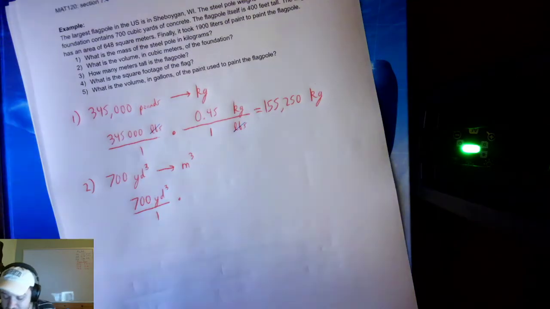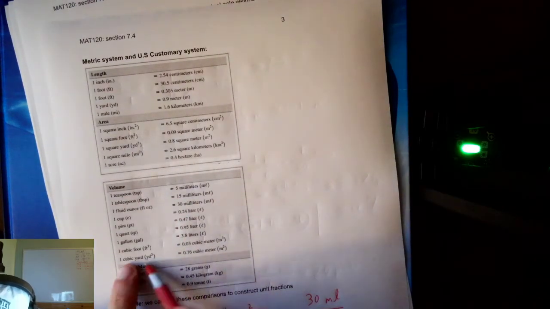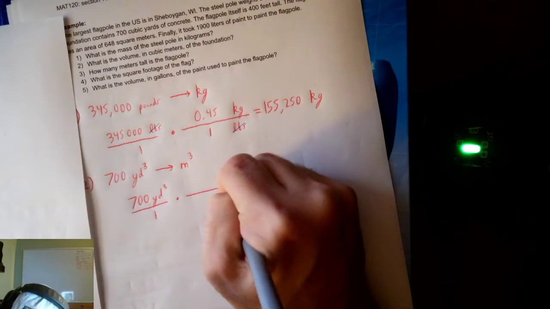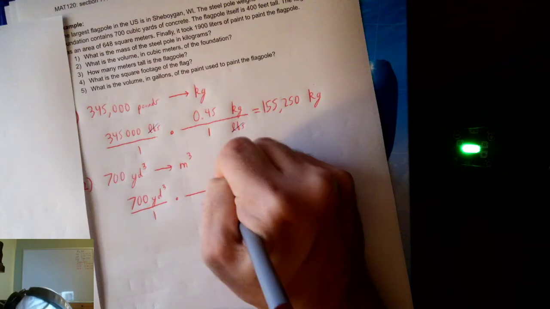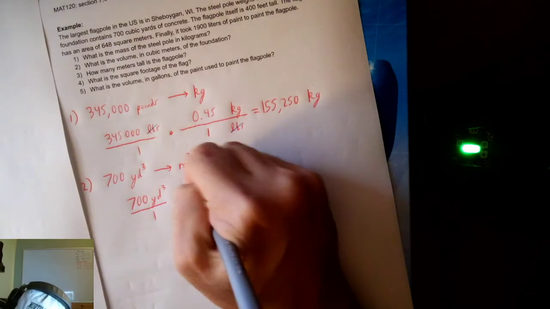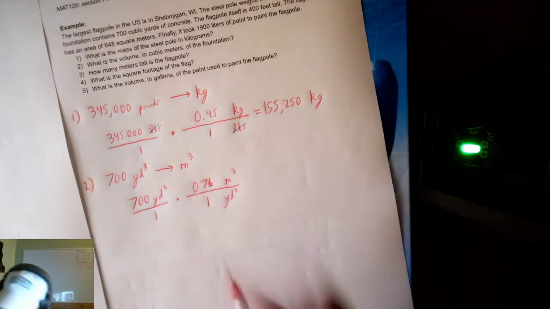Do yards relate directly to meters in volume? Let's see. Where's some yards? Yards and meters. Ah, yards cubed and meters cubed. They relate directly. Well, that's nifty, because that means I can put yards cubed and meters cubed and use this conversion. 1 cubic yard is 0.76 cubic meters.